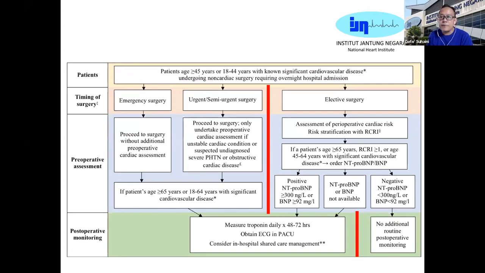For the purpose of elective surgery, you need to do the assessment of the perioperative cardiac risk stratification. And if there is a significant risk, you have to do the pro-BNP. If the pro-BNP is high, you need to proceed with the troponin T measurement for the next 72 hours after the operation. If the pro-BNP is low, then you can discharge this patient back to their home.